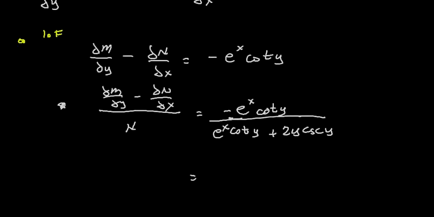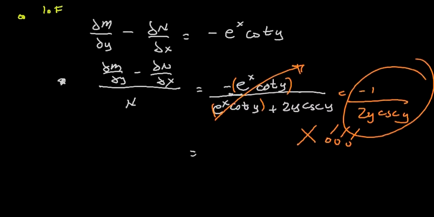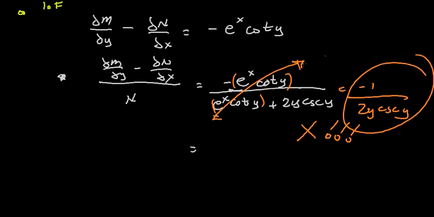If you see that we have e to the x here, cotangent y, and e to the x there multiplied by cotangent y also, and you happen to cancel that out and leave a negative 1 all over 2y cosecant y, that is a very big no. So if your algebra makes you think that this is right, maybe something's wrong with your algebra, you need to review your algebra. So that process is a big no. That is very wrong, so you cannot do that.